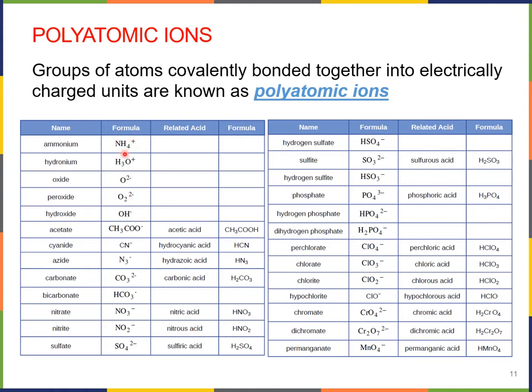For example, a common polyatomic ion is NH4+, ammonium. The plus is not on the H necessarily. The plus over here indicates that the entire unit, NH4, has a single plus charge. Likewise, over here we have phosphate, PO4 3-.